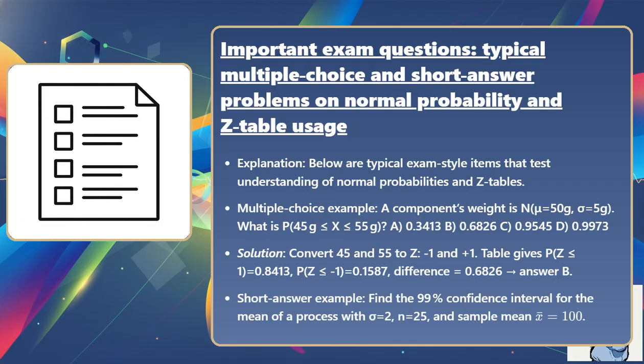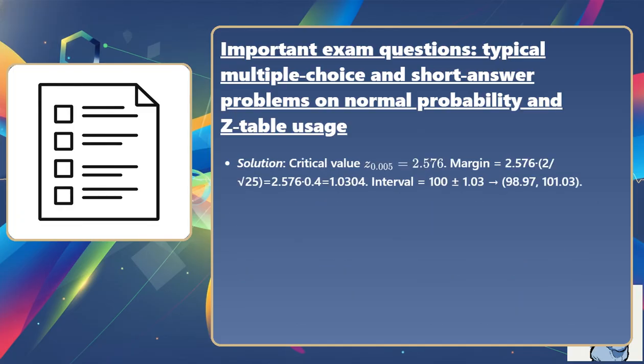Short answer example. Find the 99% confidence interval for the mean of a process with sigma equals 2, sample size n equals 25, and sample mean x bar equals 100. Solution, critical value z sub 0.005 equals 2.576. Margin equals 2.576 times 2 divided by square root of 25, which is 2.576 times 0.4 equals 1.0304. The interval is 100 plus or minus 1.03, giving 98.97 to 101.03.